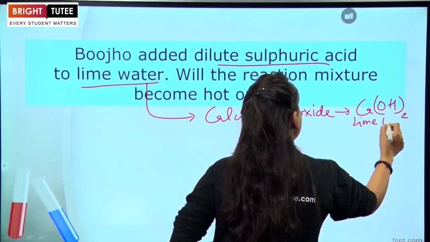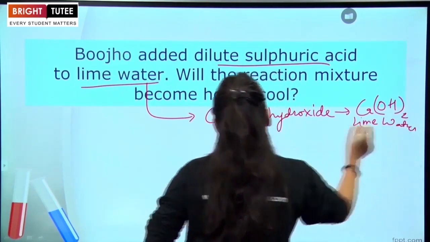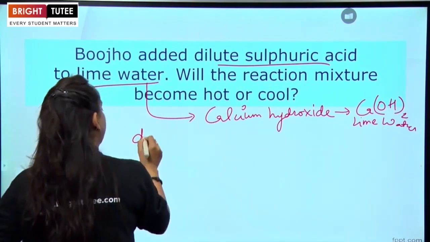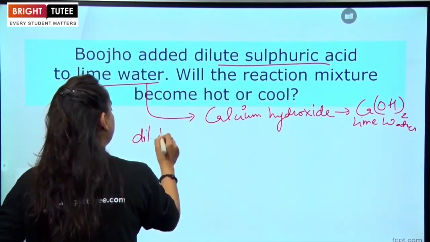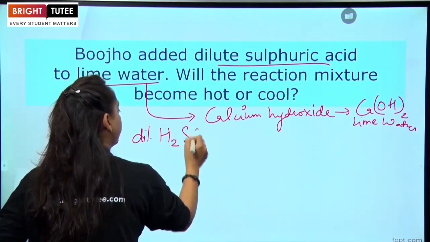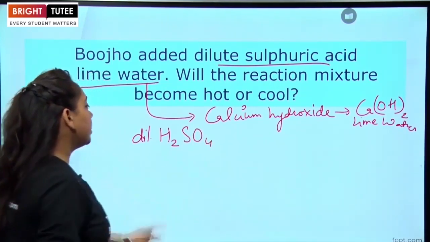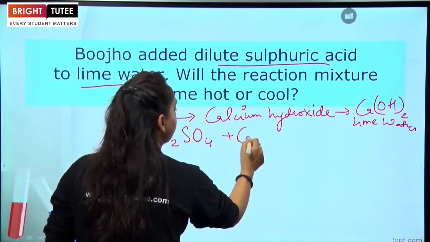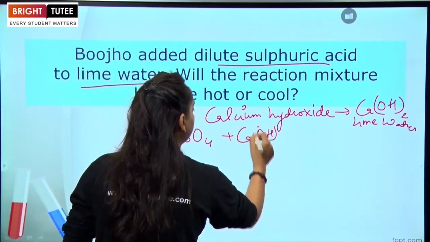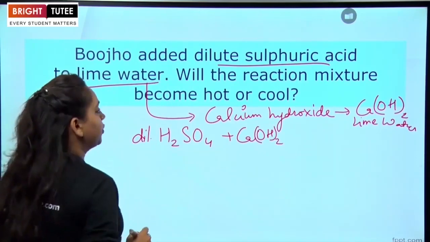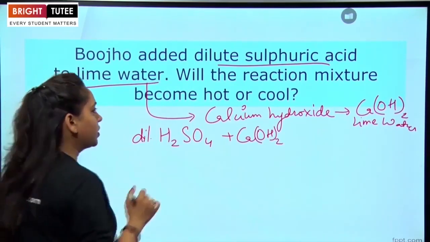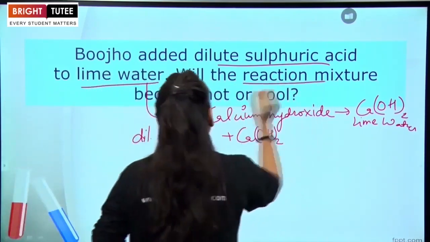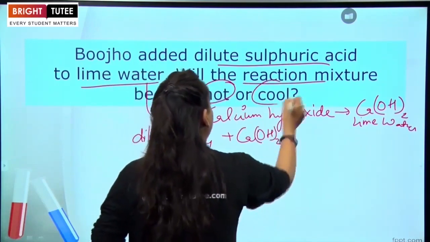And what has Bujo done? Bujo has added dilute sulfuric acid. Dilute H2SO4 is, children, sulfuric acid. So what has he done? He has added few drops of lime water, that is calcium hydroxide, to dilute sulfuric acid. And the question asked is, will the reaction mixture become hot or cold?